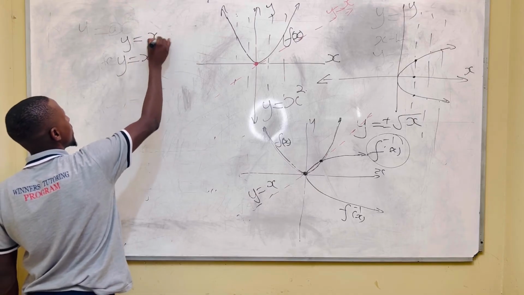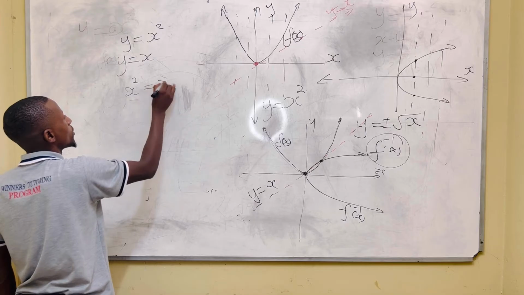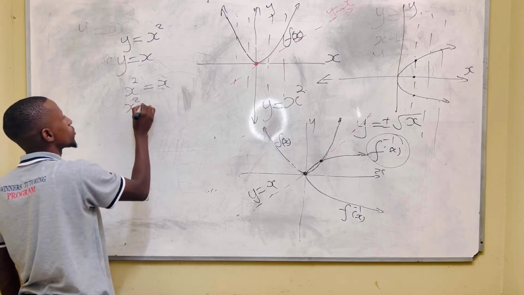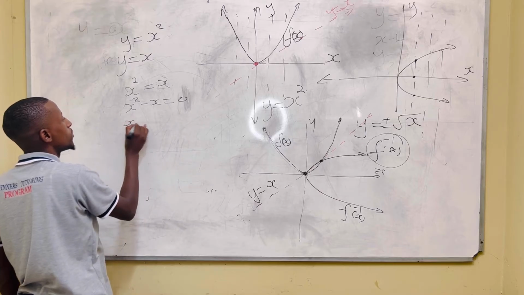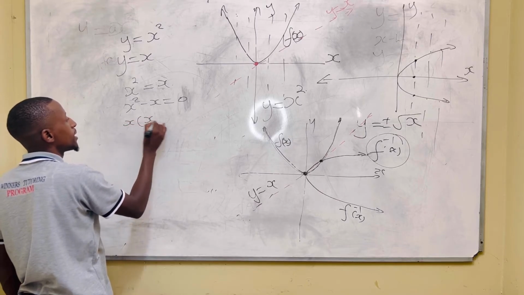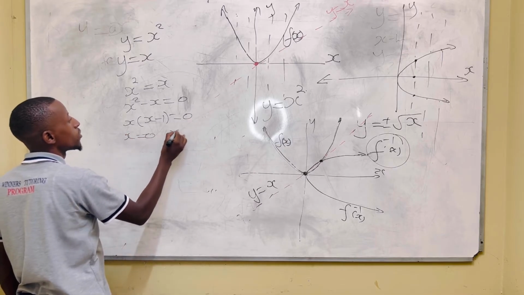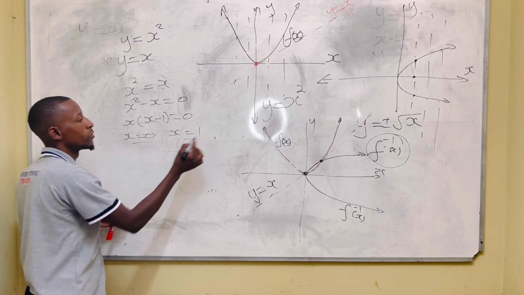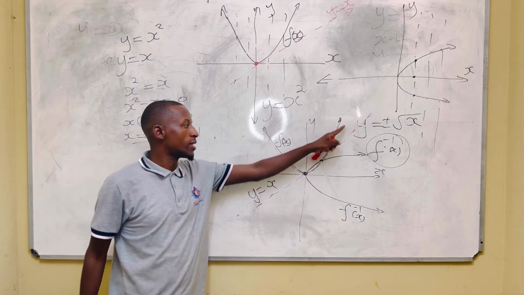So we will equate the first equation, which is our line y equals x, and the other one is going to be x squared. Let's equate these two: x squared equals x. If you transpose, x squared minus x equals 0. If you factor out an x, you're going to get x times (x minus 1) equals 0. So x will be equal to 0, x equals 1. Do you see that you're still going to get the same values? So you can equate this one or this one.